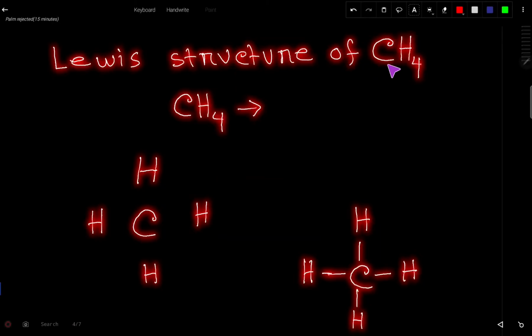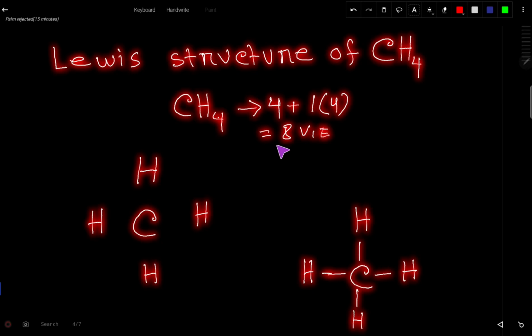Lewis structure of CH4. So at first we have to find out the valence electrons for CH4. Carbon has 4 valence electrons because it is an element of group 4A. Hydrogen has 1 valence electron because it is an element of group 1A. So here we have 4 hydrogen atoms, right? So basically we are getting 8 valence electrons in total.